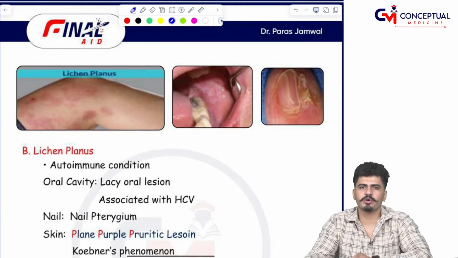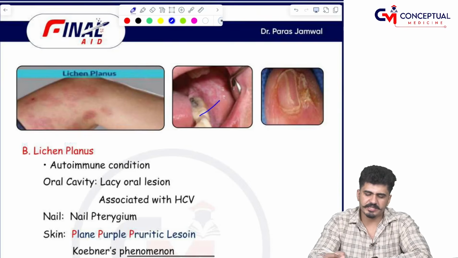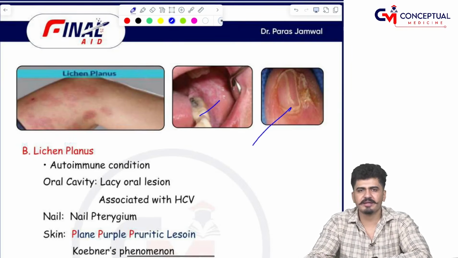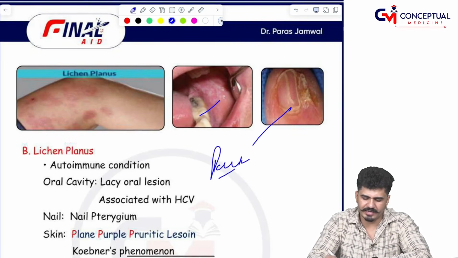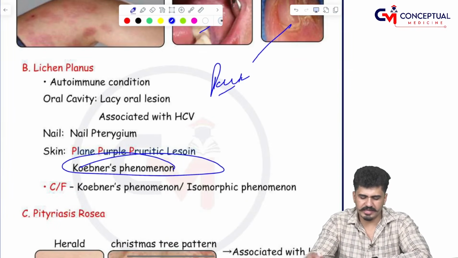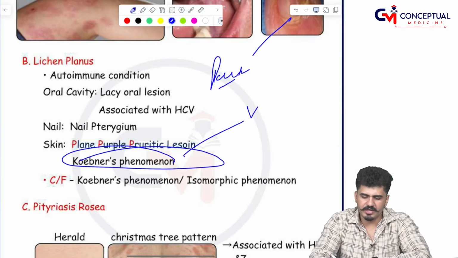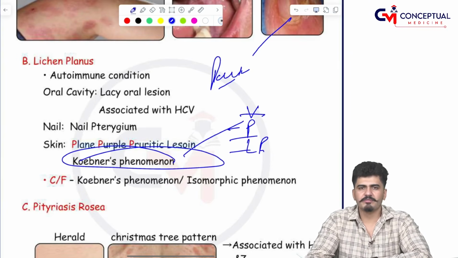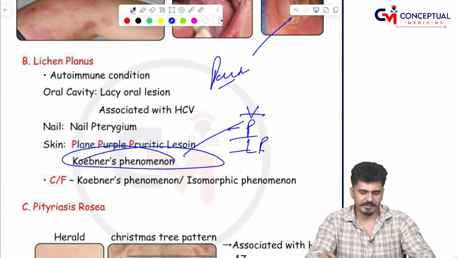Lichen planus, an autoimmune condition. Lacy lesion in the buccal mucosa, in the nail pterygium, and purple colored pruritic lesions you are going to see. Koebner phenomenon you are going to see, sir. And Koebner phenomenon is also seen in vitiligo, psoriasis and lichen planus, VPL. Vitiligo, psoriasis and lichen planus, sir.